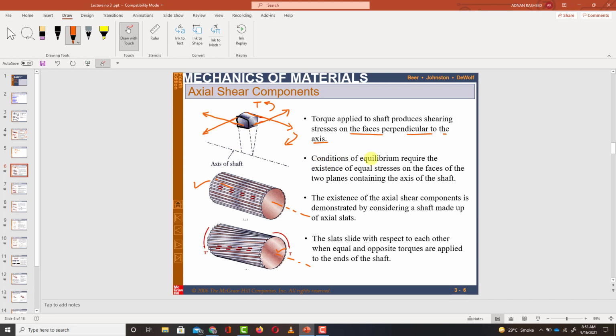So the condition of equilibrium requires the existence of equal stresses on the faces of two planes containing the axis of the shaft. So this is the same thing which I am talking about. The existence of the axial shear component is demonstrated by considering a shaft made up of axial slats. These slats slide with respect to each other when equal and opposite torques are applied to the ends.